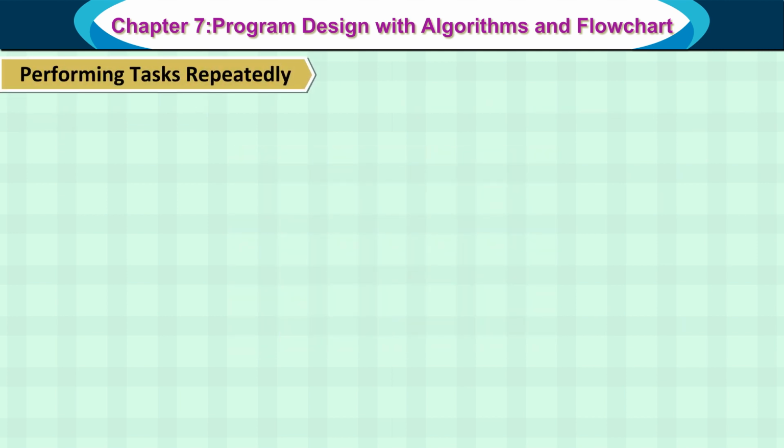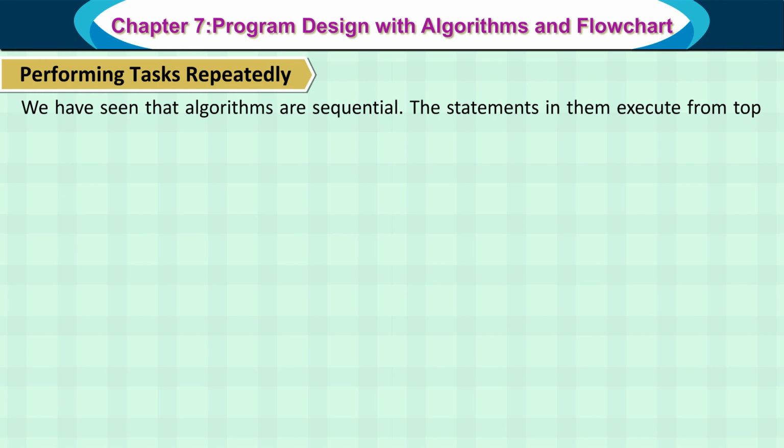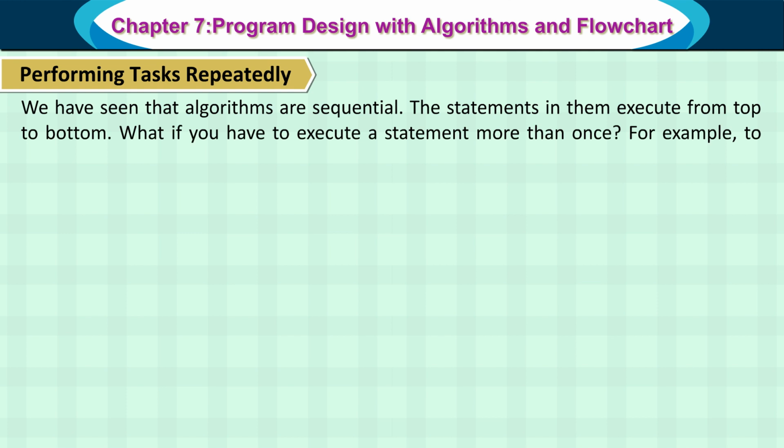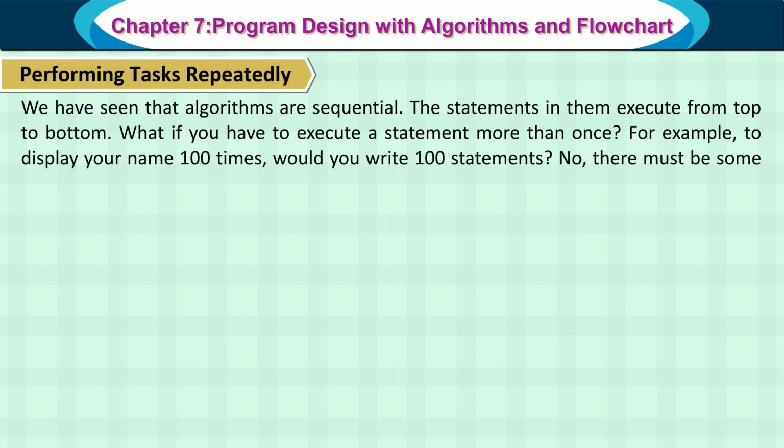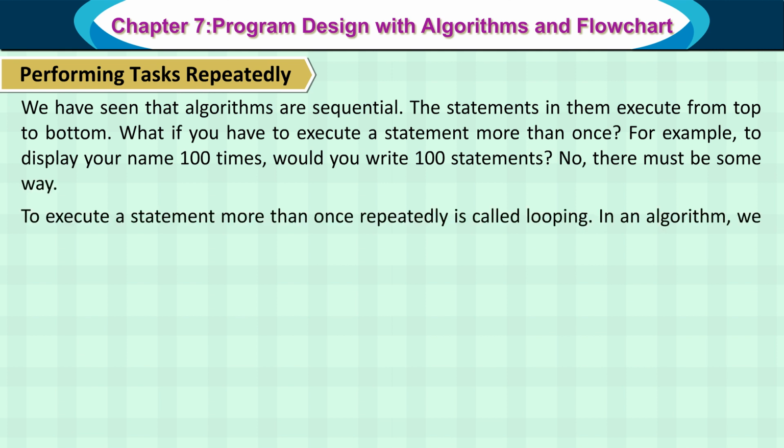Performing tasks repeatedly. We have seen that algorithms are sequential. The statements in them execute from top to bottom. What if you have to execute a statement more than once? For example, to display your name 100 times, would you write it 100 times? No, there must be some way. To execute a statement more than once repeatedly is called looping.